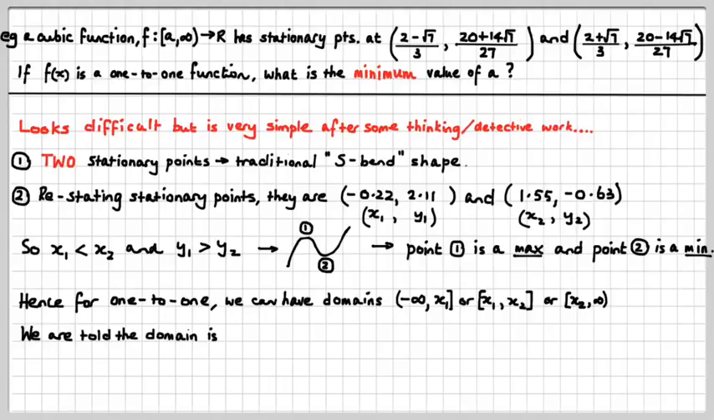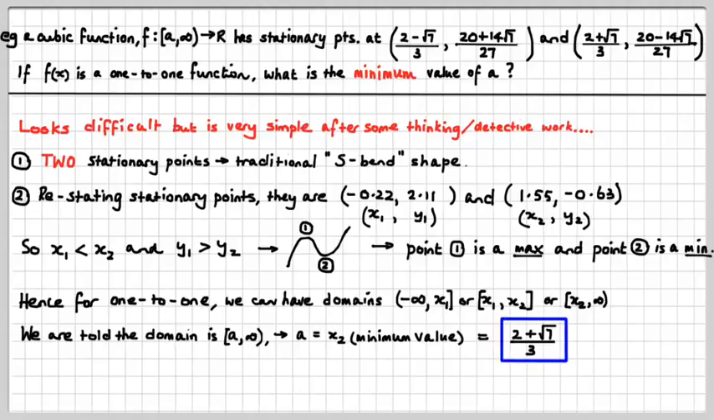But we are told that the domain goes from a to positive infinity. So that's a giveaway, isn't it? It's telling you that a is actually x2, for the minimum value. If they didn't say the minimum value, then a could be anywhere from x2 up, including x2. But they're asking you for the minimum value of a, so it has to be bang on x2, which is that value there. It's the value of x at the local minimum. That's how you do it, guys.